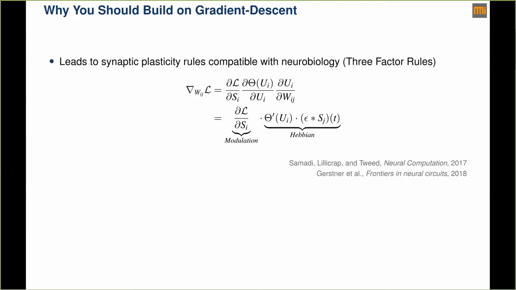So now comes the slide where I'm trying to convince you that if you're thinking about doing learning on neuromorphic hardware, either on-chip, especially on-chip, but also off-chip, why you should use gradient-based learning, why you should use these surrogate gradient methods. Firstly, if you apply gradient descent to your spiking neural network training problem, this leads to a plasticity rule that's actually very compatible with neurobiology. These are sometimes called three-factor rules.